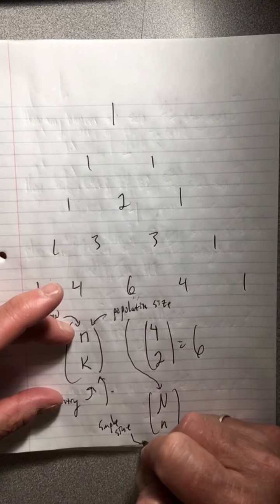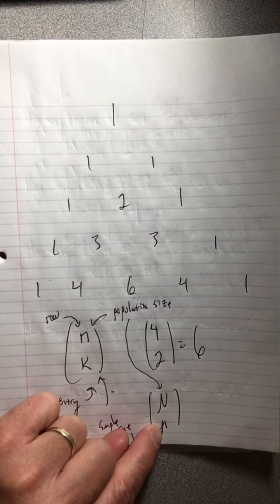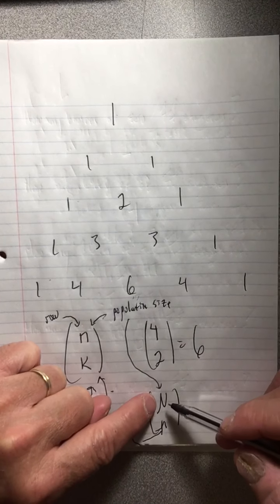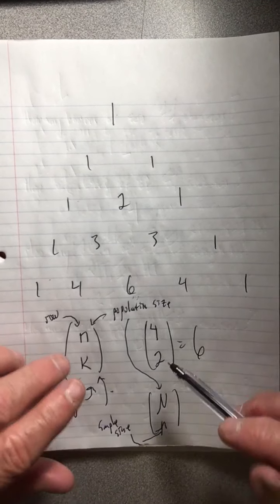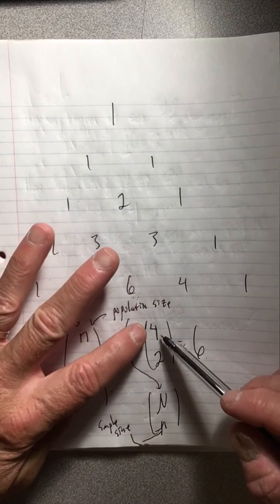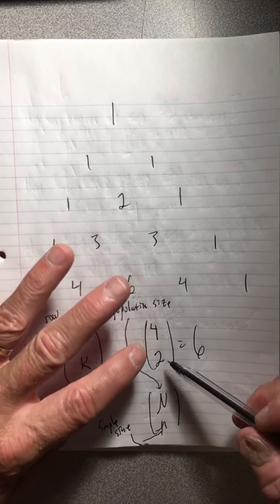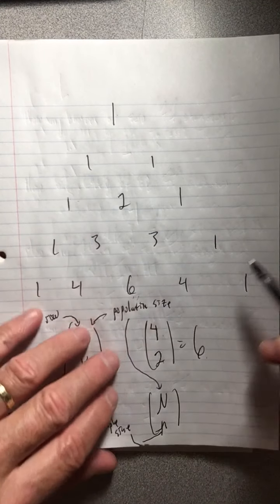And the question is, how many samples of size lowercase n are possible from a population of uppercase N? Okay, and so you're counting. So this gives us the number that is the kth entry on the nth row, but it also gives us the number of ways to choose 2 items from a set of 4 items. If that makes any sense, okay?